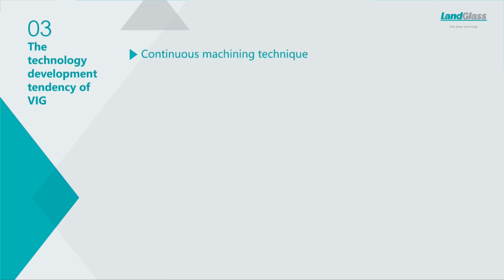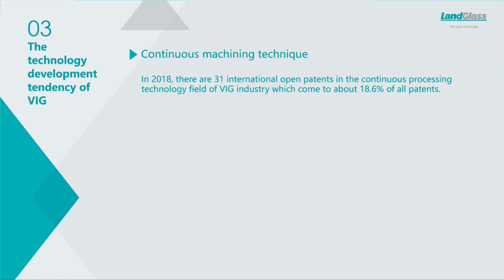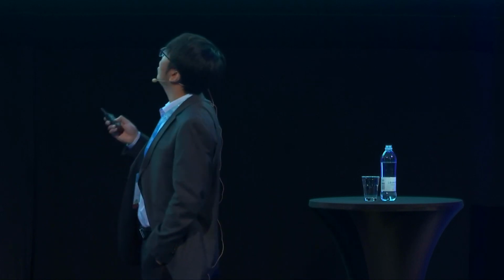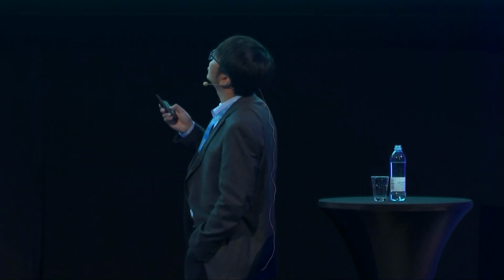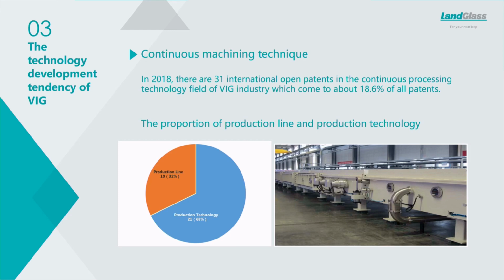The continuous machining technology, for this one you can understand, because normally if you want to make the VIG, you cannot always make it manually. You always need a line, because people cannot make like 1,000 pieces a day. So that's why more and more patents focus on the continuous machining technology. In 2018, there are 31 international patents related to this technology. 21 of them go into production technology, and 10 relate to production line.